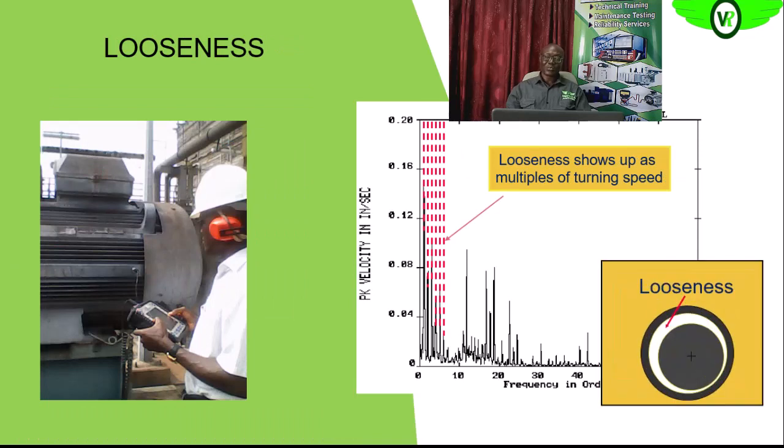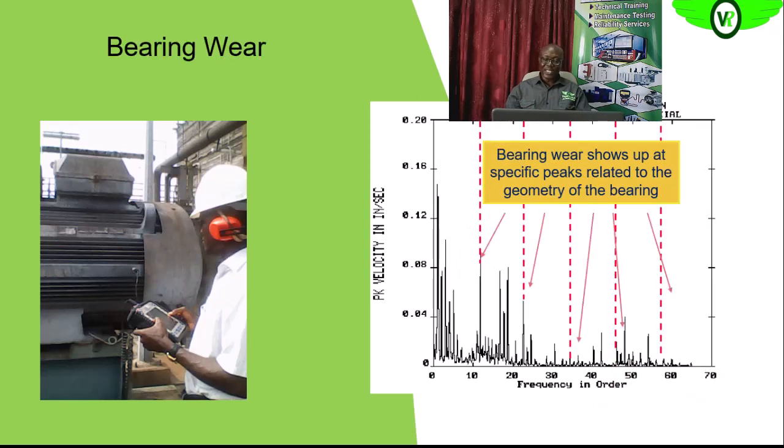When you have looseness, you will see it at multiple peaks, at multiple frequencies. So when you have so many different peaks on the spectrum, that clearly shows you that what you are looking at is looseness. This could be taken care of by just tightening the hold down bolts and whatever bolts are holding whatever part of the equipment. Are we getting it? So that's looseness.